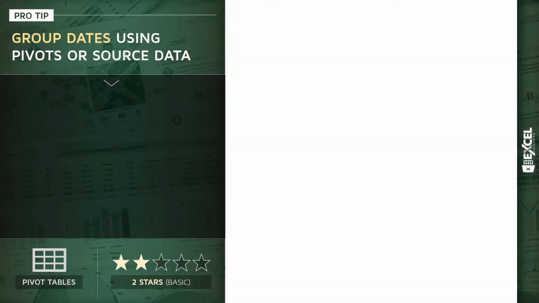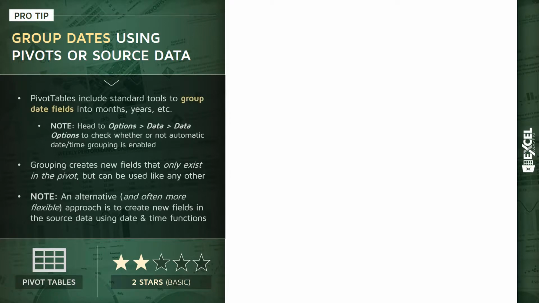This next pro tip is a popular one because it's a very common topic that I hear about all the time, which is how do I group my dates or how do I handle my date specific fields within my pivot tables? Now, pivots by default do include standard tools for grouping date fields. You can turn days into months or quarters or years, etc.